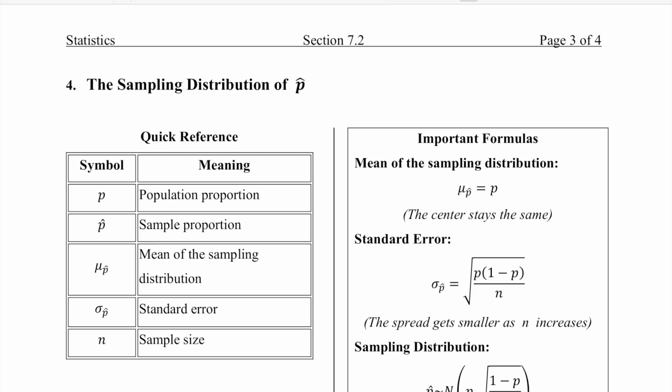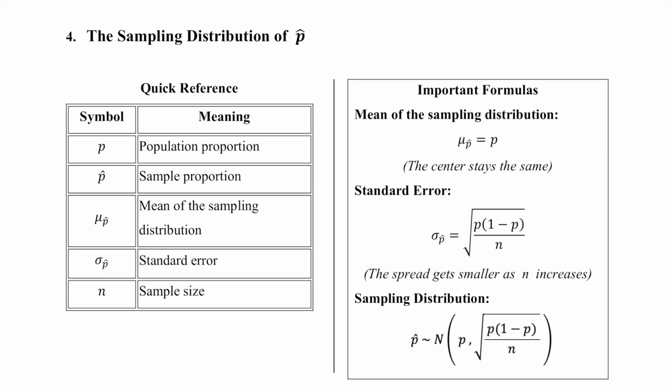Before we learn the formulas, let's review the notation. Lowercase p represents the population proportion. The symbol p hat represents the sample proportion. Mu of p hat is the mean of the sampling distribution. Sigma of p hat is the standard error, and n is the sample size.